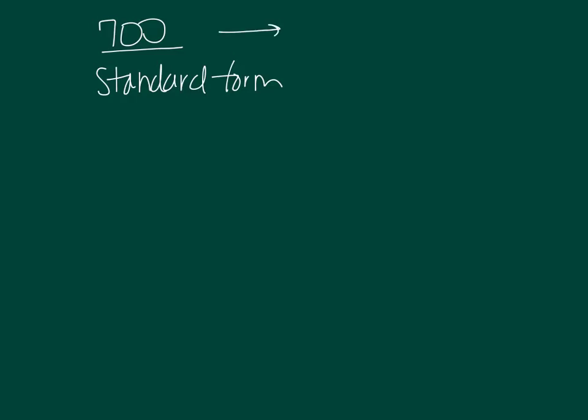Okay, let's start off with a small number. Let's start off with 700. This is what we call standard form, okay? Standard form is how you write a number now, right? You write the whole number. That's standard form. It's how you are used to writing a number. But I'm going to change that to scientific notation. So the general structure, the way scientific notation is written, is like this. You write the number, whatever number it is, it's a decimal, right?